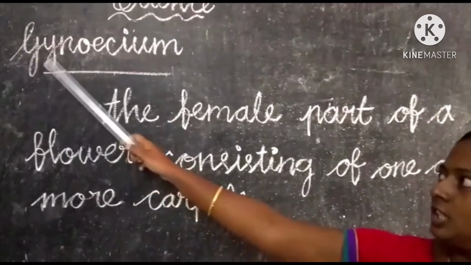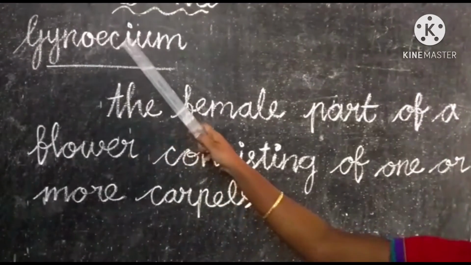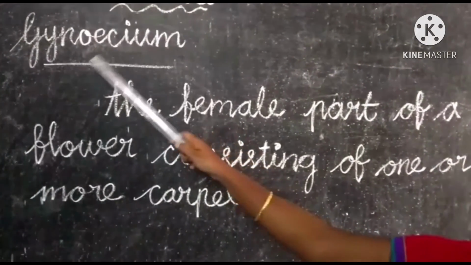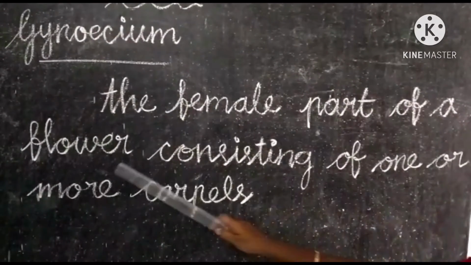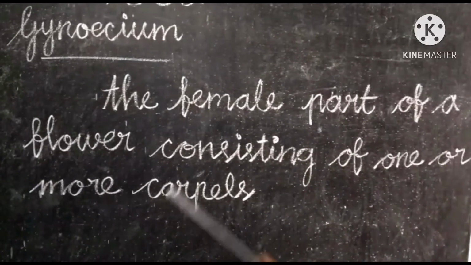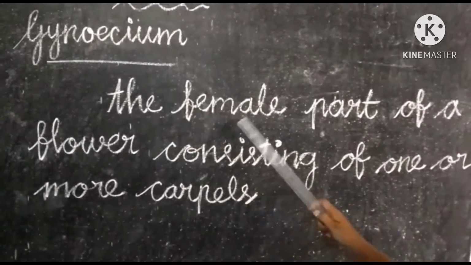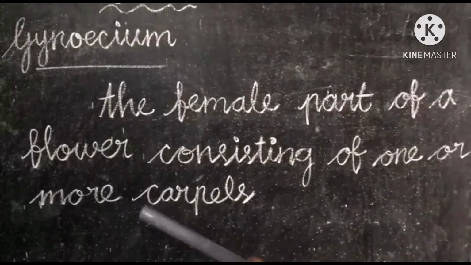Gynoecium. G-Y-N-O-E-C-I-U-M. Gynoecium. The female part of a flower consisting of one or more carpels. Gynoecium is the female part of a flower consisting of one or more carpels.